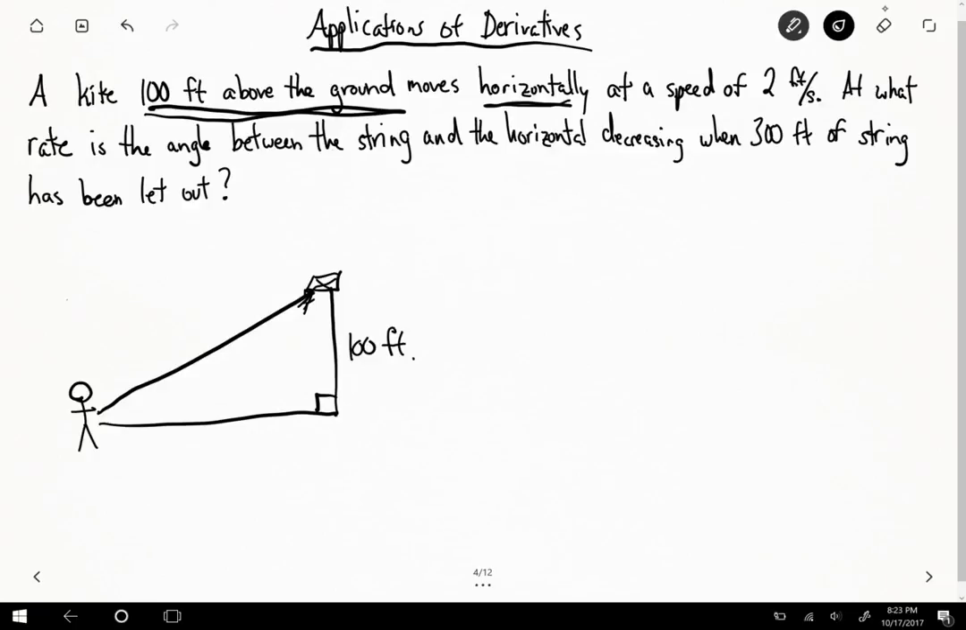Okay. So we have moving horizontally, so this is going to be some form of a label x because it is a variable here. Okay, so that's our horizontal distance.